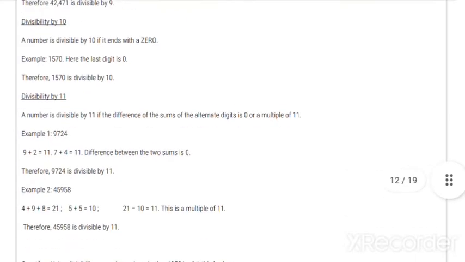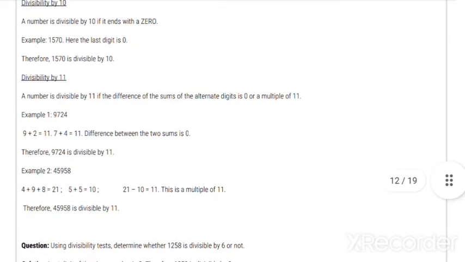After that, divisibility by 11. Now children, this is a very good test to check whether a number is divisible by 11 or not. How will you check? A number is divisible by 11 if the difference of the sums of the alternate digits is 0 or a multiple of 11. Again I am repeating, a number is divisible by 11 if the difference of the sums of the alternate digits is 0 or a multiple of 11.